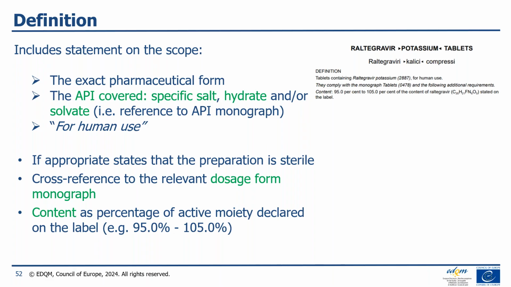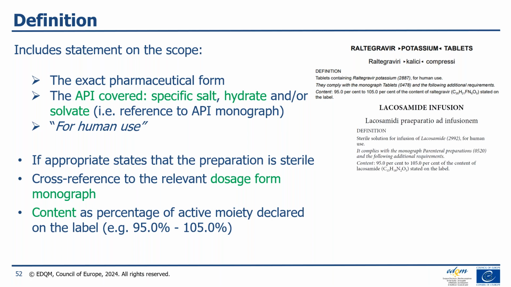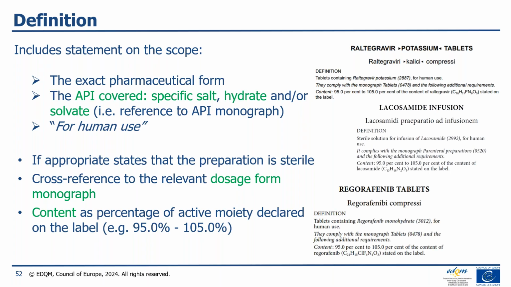It is not usual to give a cross-reference to the general monographs because of the complementarity. It's to be understood, but for clarity it was decided that in the medicinal product monograph it would be important to give this information. And the definition also contains the content, which is given as a percentage of active moiety declared on the label, and you can see a few examples on the slides.